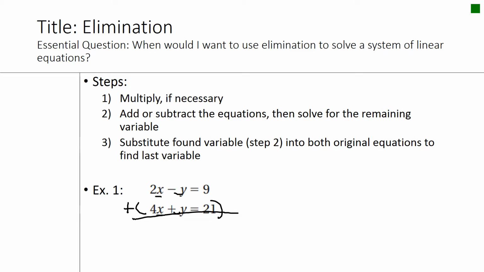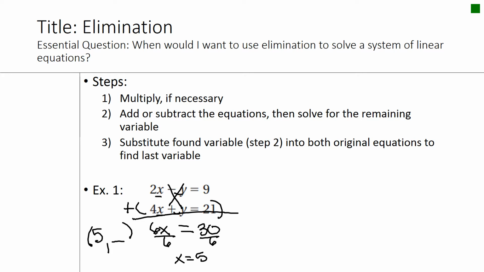All right. 2x plus 4x is 6x. Negative y plus positive y eliminates. I know I'm on the right track when I get something to eliminate right off the bat. Equals 9 plus 21 is 30. All right, divide by 6, and we will get that x equals 5. We found that our solution so far to the 2 equations is 5, and we need to figure out what y is.